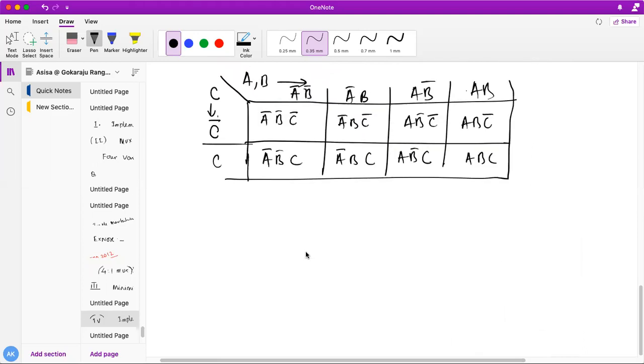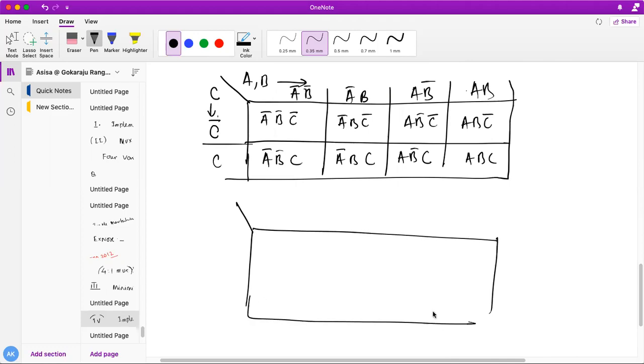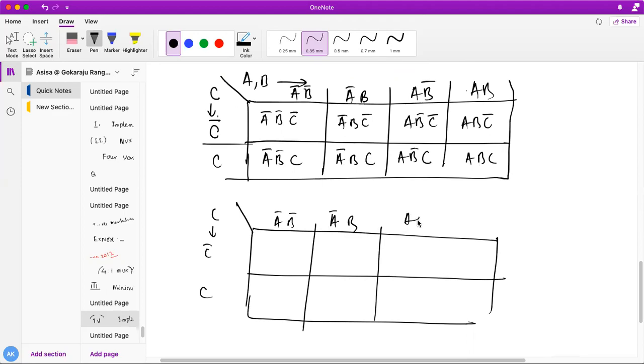So see here what we can do. Very simple. This is my C, which is C bar and C. This is my A bar B bar. This is my A bar B. This is my A B bar. This is my AB. Okay. Don't get confused with the K-map, students. I'm not using Gray coding. I'm just using the normal combination of AB, which are 00, 01, 10, 11. So don't be confused. This is not Gray coding. Please try to understand, I'm not constructing a K-map. I'm constructing a MUX implementation table.